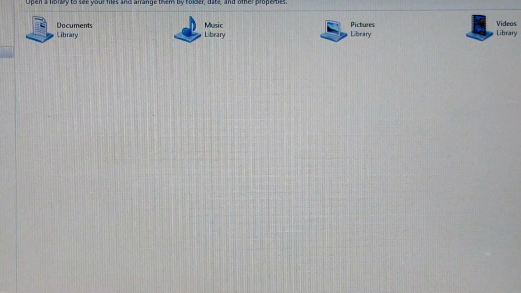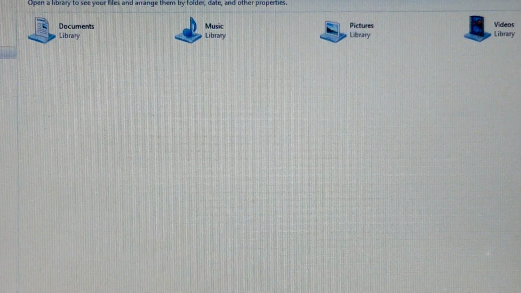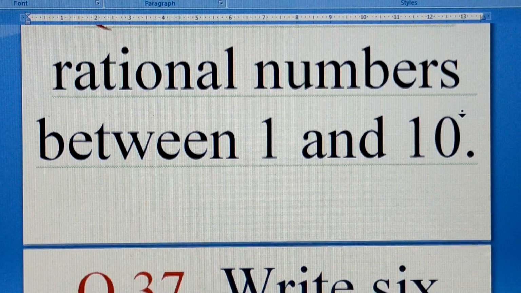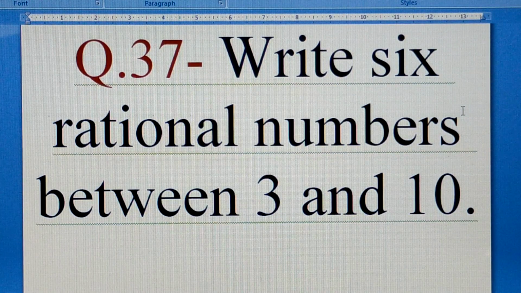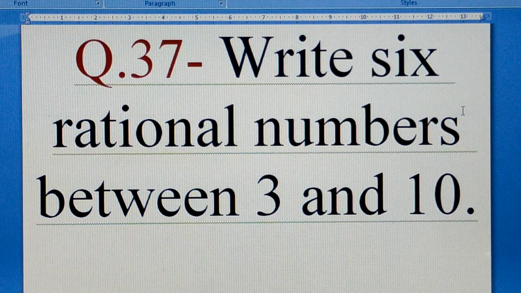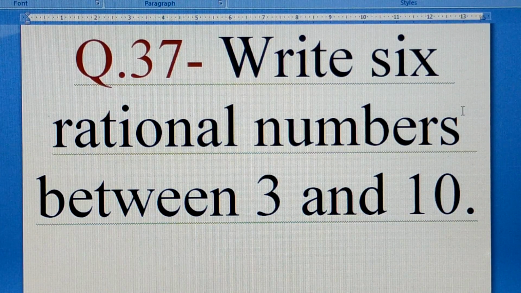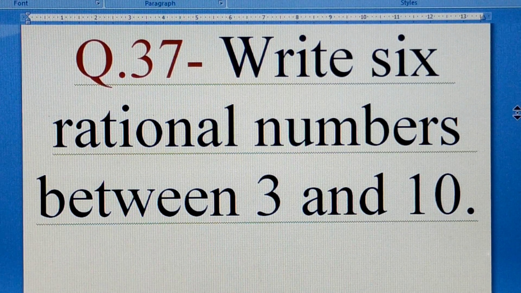Next number. Question 37. Write 6 rational numbers between 3 and 10. You have to write 6 rational numbers between 3 and 10. Please write it yourself. It is very easy. 3, after that 4, 5, 6, you can write it yourself.